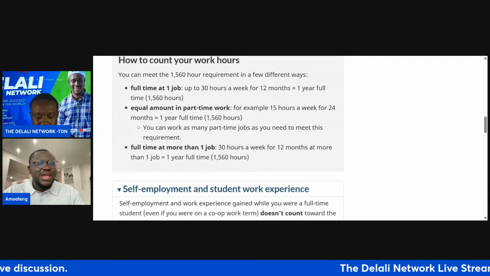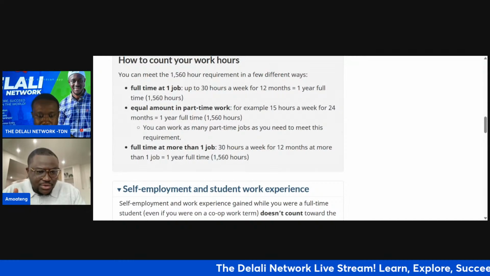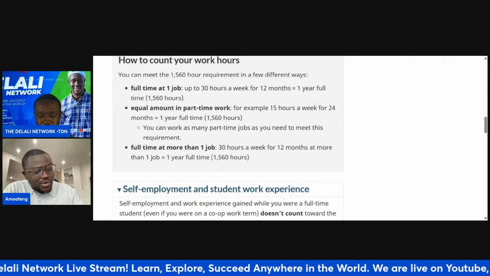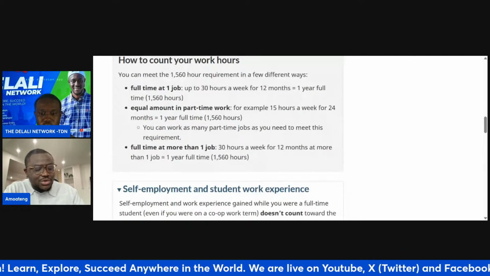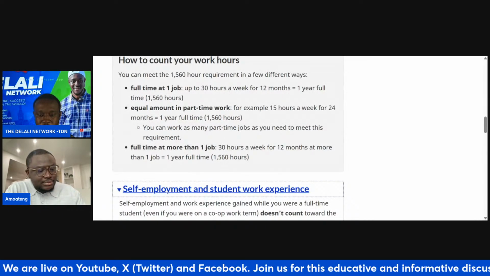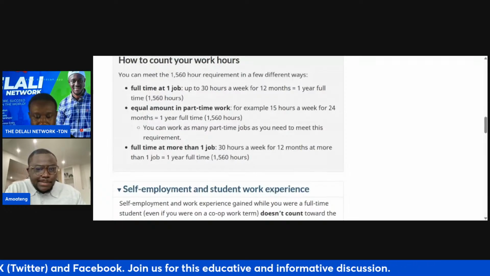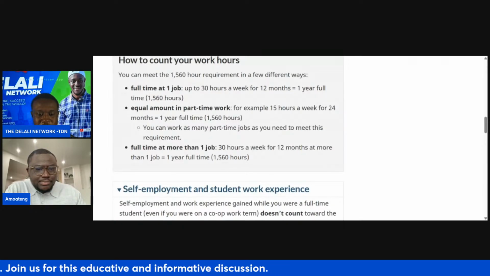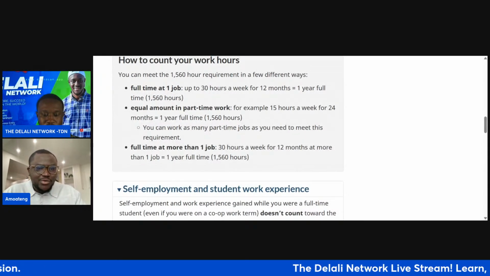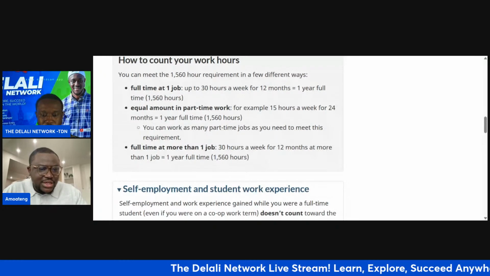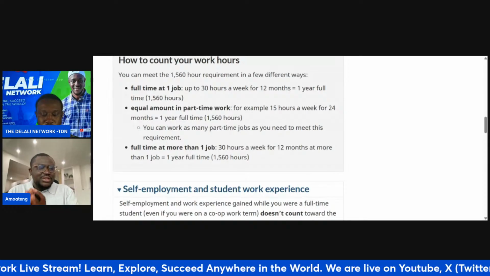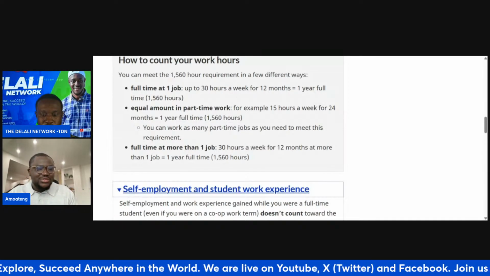And I said that every week IRCC wants you to do 30 hours. So once you do 30 hours within a week, it is calculated as full time. So if you calculate the 52 weeks we have in a year by 30, what do we get? So 52 times 30, that's 1,560. So every year is 52 weeks, and every week they expect you to do 30 hours. If you multiply 30 hours by 52, you get 1,560 hours. So if you're able to accumulate 1,560 hours, then we count it as 1 year.